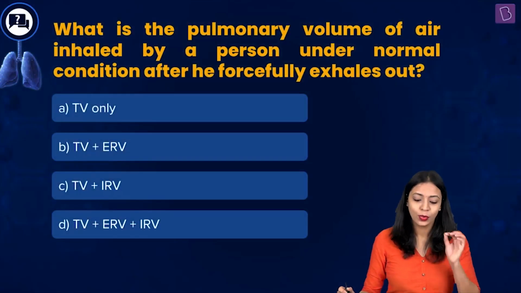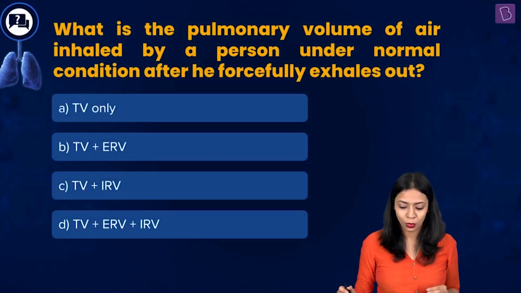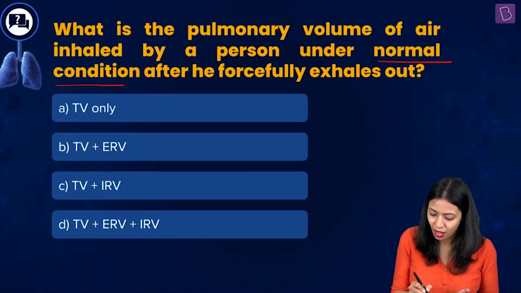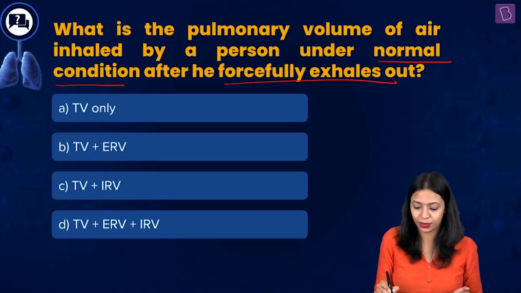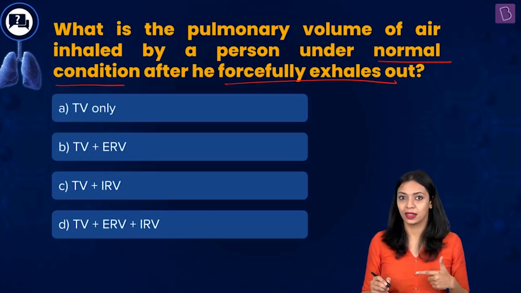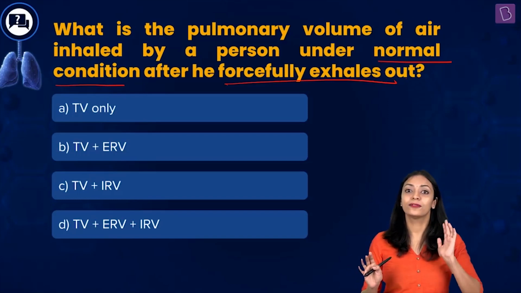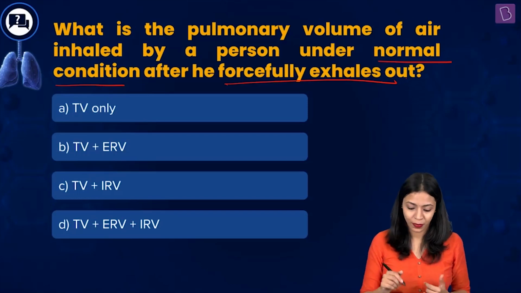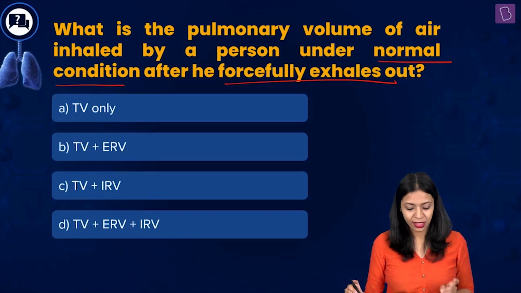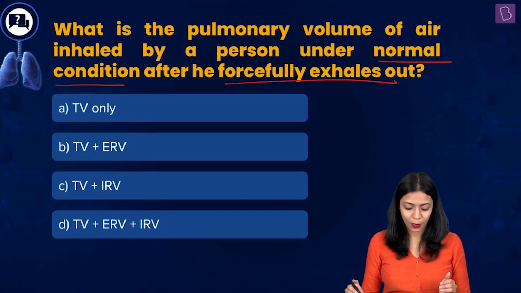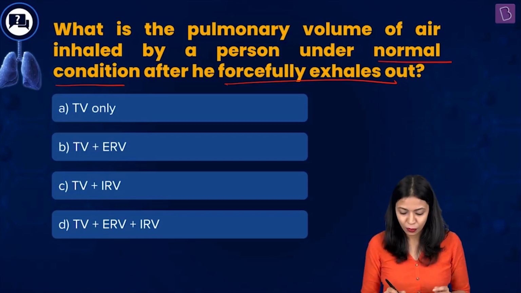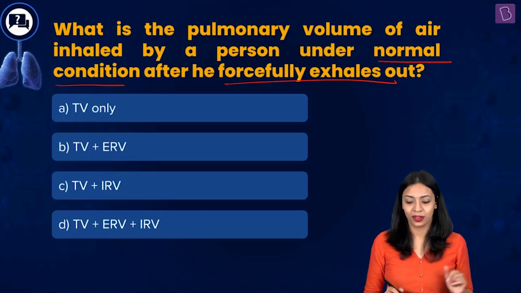Here's the question. What is the pulmonary volume of air inhaled by a person under normal conditions after he forcefully exhales out? Okay, so what is the pulmonary volume of air inhaled by a person during normal inhalation after forcible exhalation or expiration? The options are: A, TV only; B, TV plus ERV; C, TV plus IRV; D, TV plus ERV plus IRV. So first let's understand what TV, ERV and IRV are.